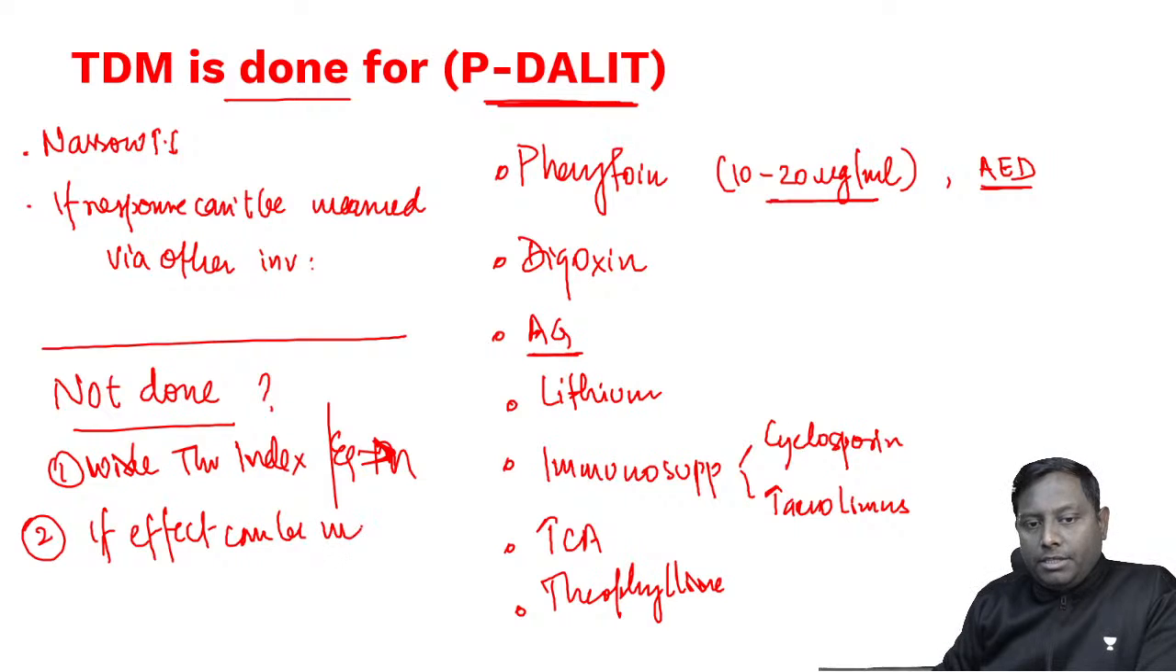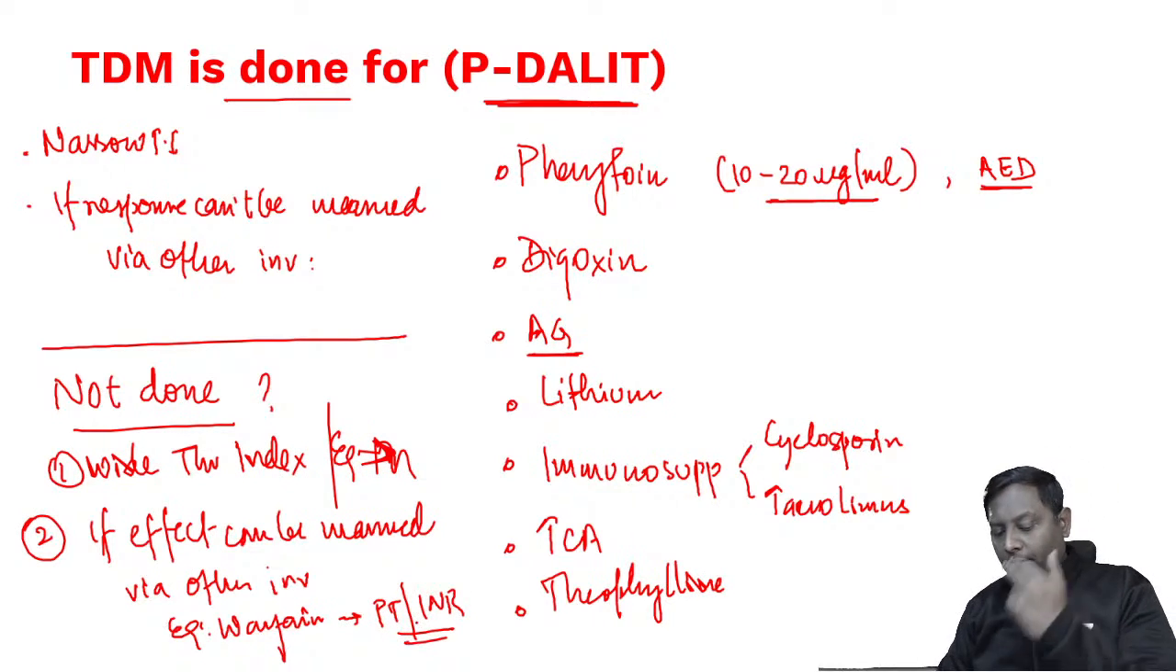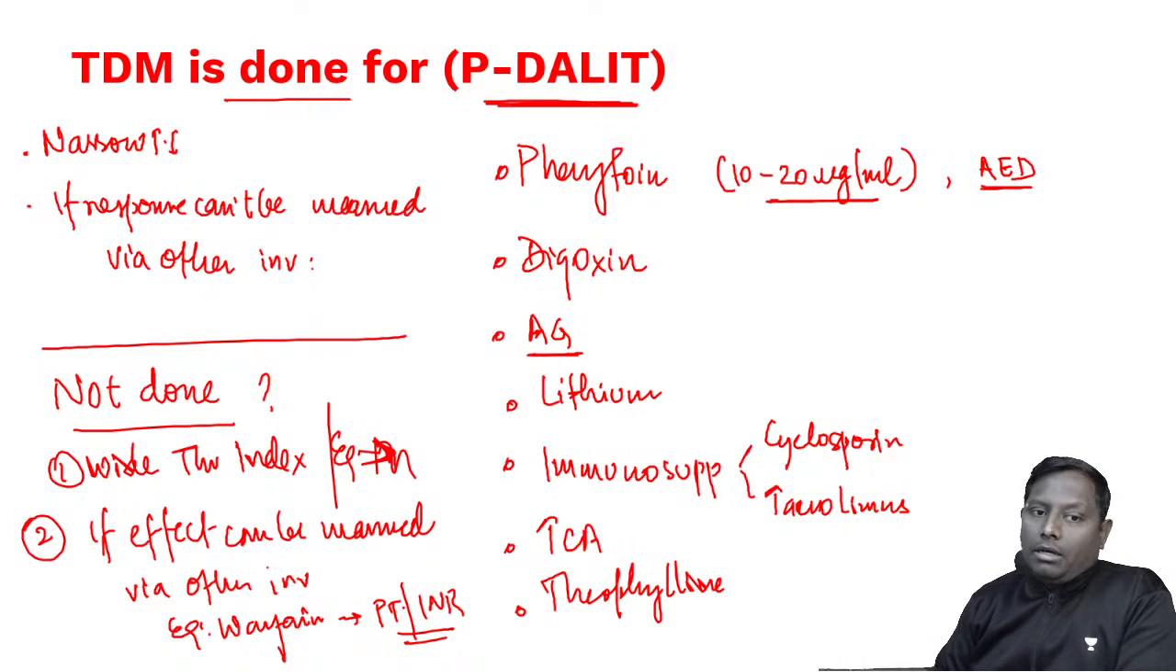If effect can be measured via other investigation. For example, if there is a patient on warfarin, you don't need to check plasma concentration level of warfarin. What you can simply do is PT-INR. You don't need to do therapeutic plasma concentration; you can easily assess the effect of the warfarin. Or if there is a patient on, let's say, metformin for diabetes, you don't need to check the metformin level of this patient in the serum. You simply need to do the fasting and PP, or HbA1c level you can do after 6 to 8 weeks.